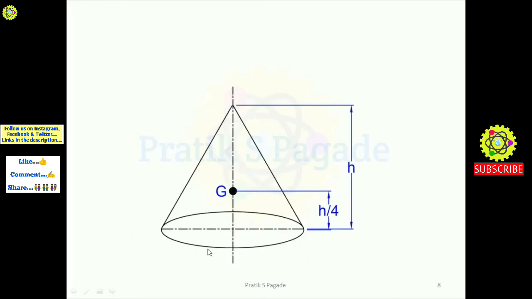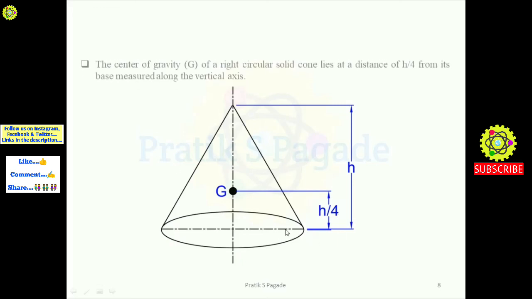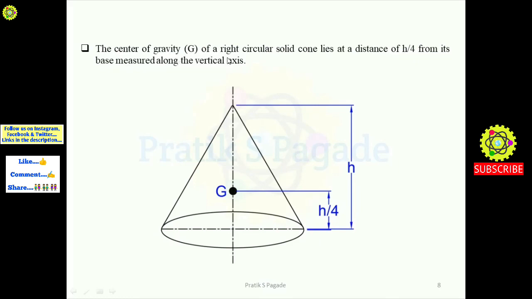Further, this is the solid cone. Here the height of the cone is h, and the center of gravity G lies here, as you can see, at a distance of h by 4 from the base of the solid cone. The center of gravity G of a right circular solid cone lies at a distance of h by 4 from its base, measured along the vertical axis. This is the vertical axis, and this is the base. So the center of gravity lies at h by 4 from the base for the solid circular cone.